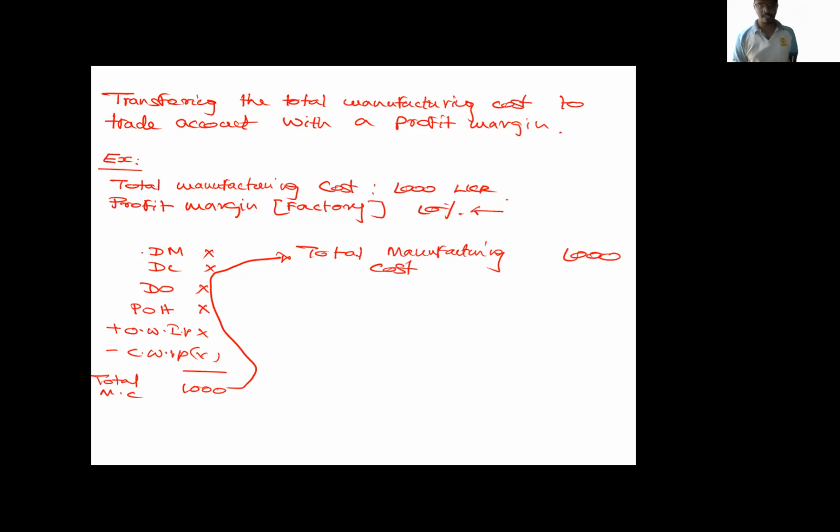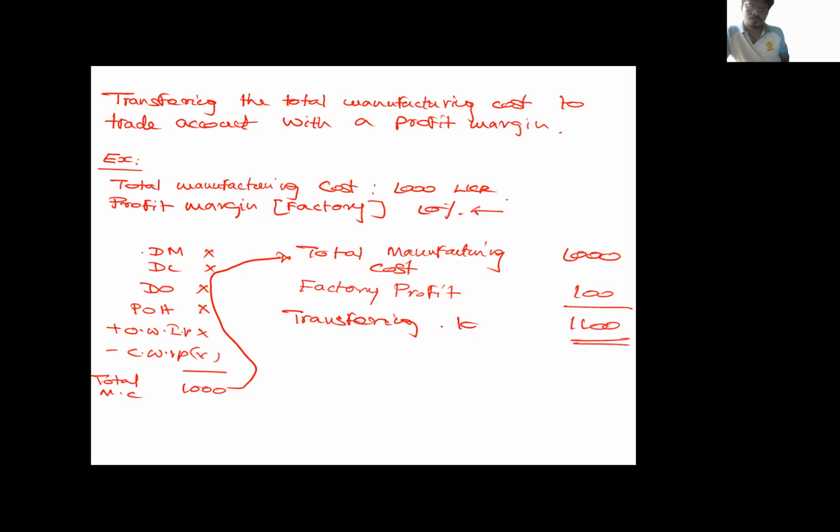Now factory profit should be 10%. That means simply we can add the factory profit to this total manufacturing cost in the manufacturing account, and you can get the transferring amount to the trade account. Then 1,100. This is what we are transferring to trade account.